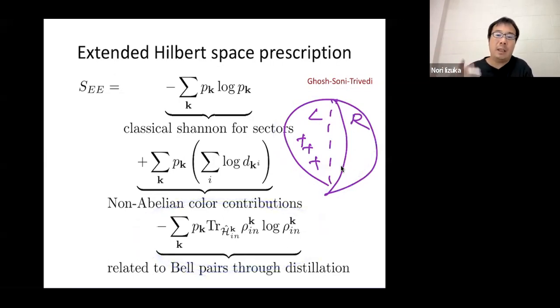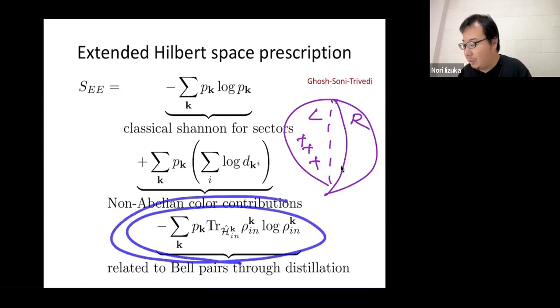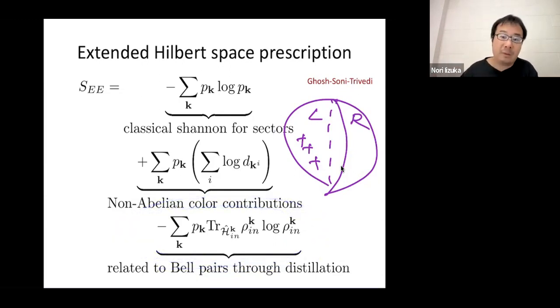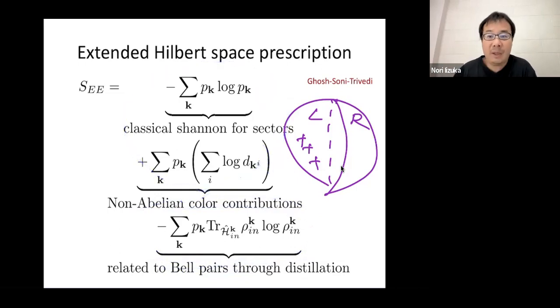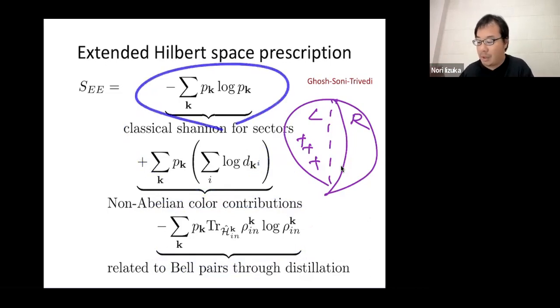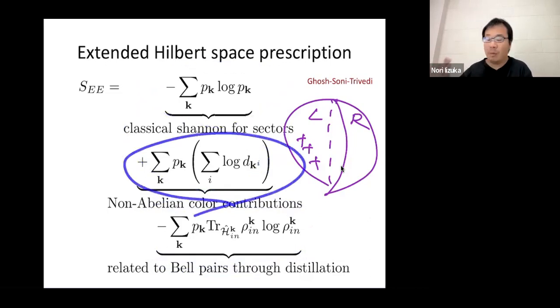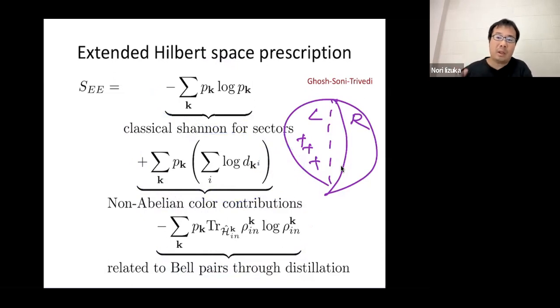But since your Hilbert space contains non-physical states, the final result of the entanglement entropy contains more than the genuine entanglement entropy. Genuine means that it corresponds to the number of Bell pairs after the so-called distillation technique. But you obtain something else, which is not related to the Bell pair at all. One is the Shannon term for the sector, and the other is the non-abelian color contribution, which I will briefly explain, intuitively, in the simplest example.